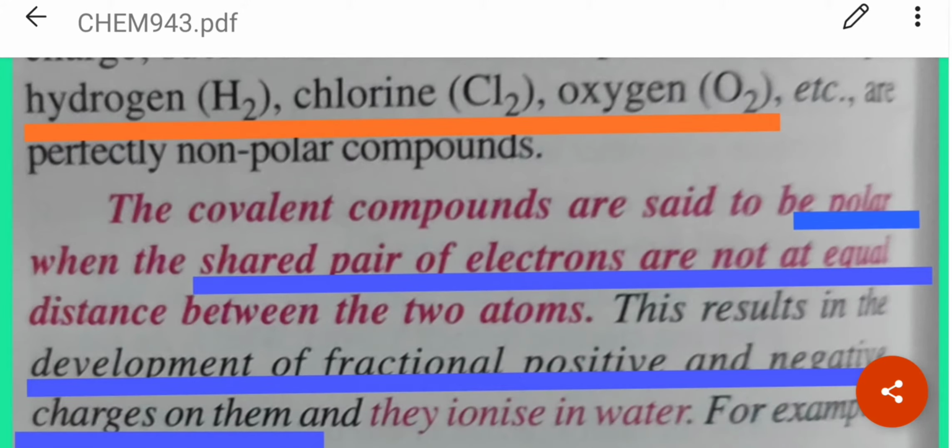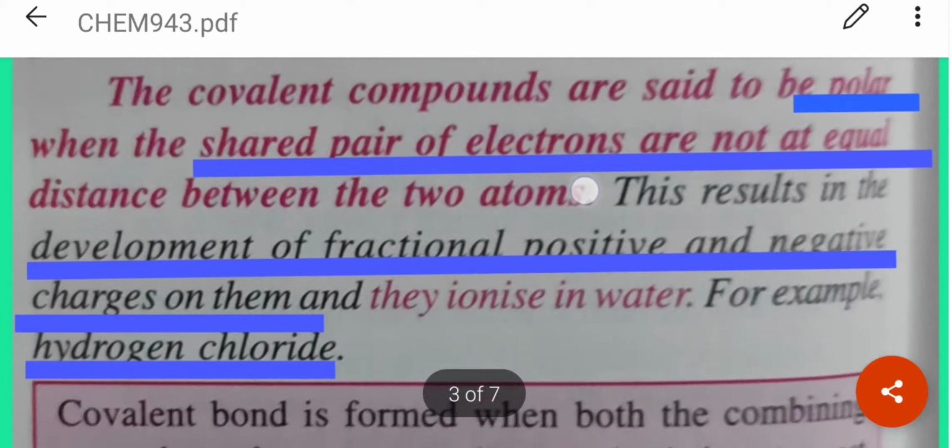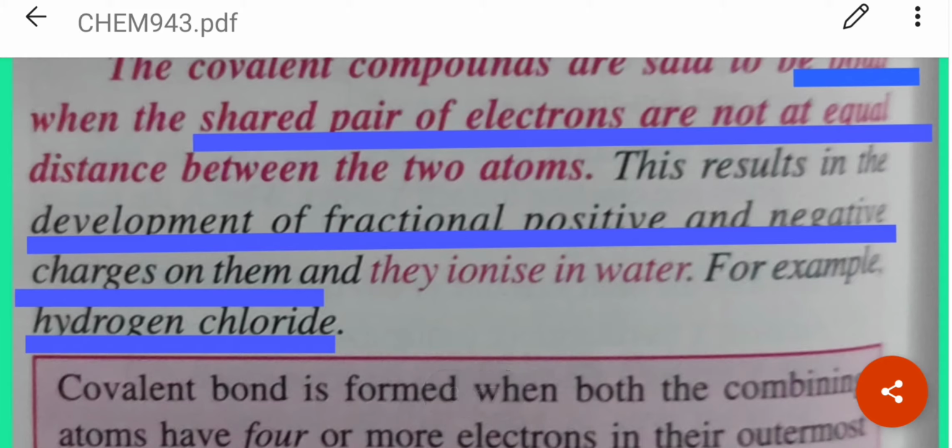Now the covalent compounds are said to be polar when the shared pair of electrons is not at equal distance between the two atoms. So this results in the development of fractional positive and negative charges on them, and they ionize in water. For example, hydrogen chloride. That means the shared pair of electrons is not in the middle, not at equal distance between the two atoms. So this leads to the development of fractional positive and negative charges.